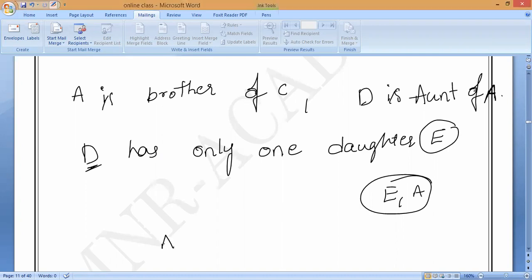A is brother of C. Suppose A is brother of C. Brother means plus or minus? Plus. Brother means plus, underscore C. Good.